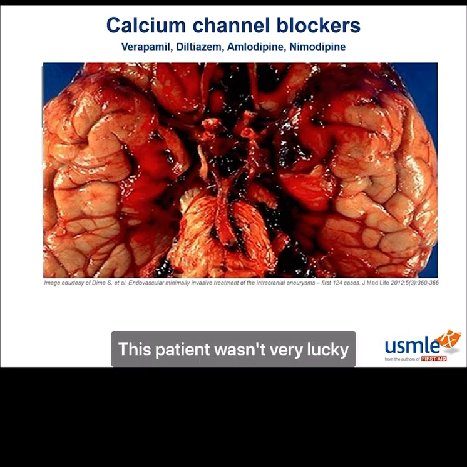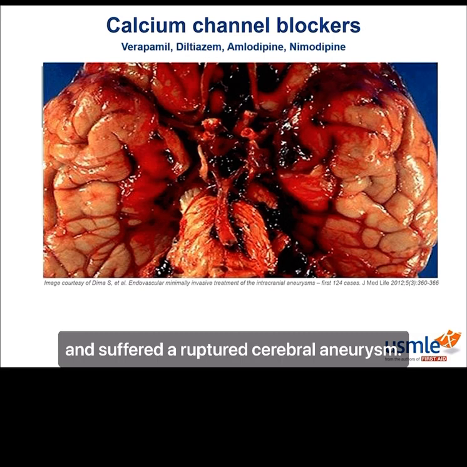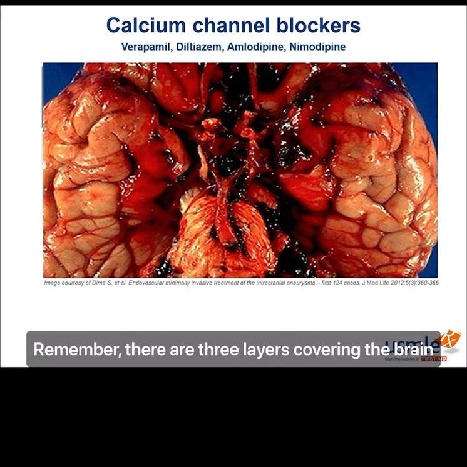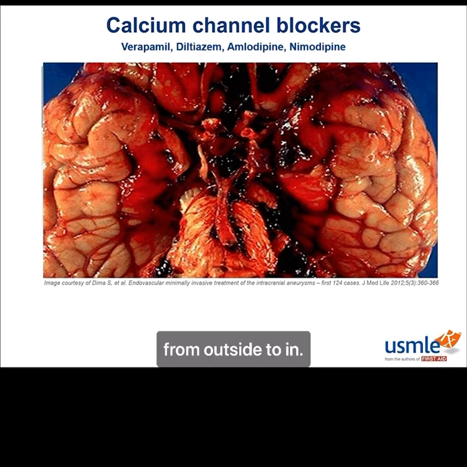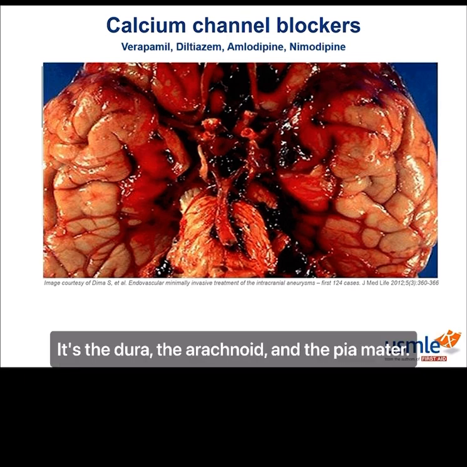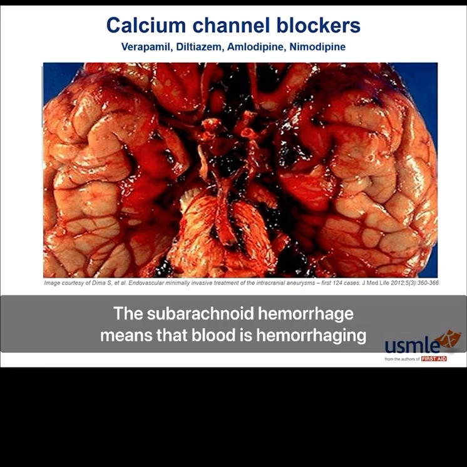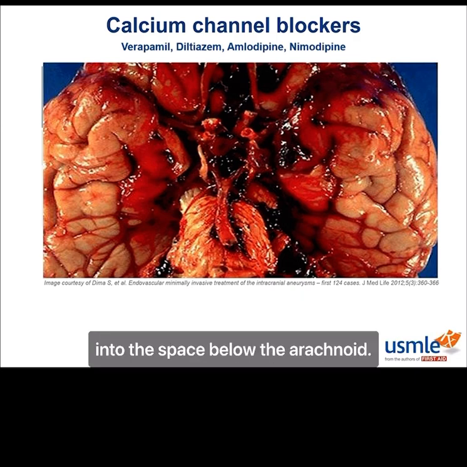This patient wasn't very lucky and suffered a ruptured cerebral aneurysm. Remember, there are 3 layers covering the brain from outside to in. It's the dura, the arachnoid, and the pia mater. The subarachnoid hemorrhage means that blood is hemorrhaging into the space below the arachnoid. Blood will irritate the cerebral vessels and can increase the risk of vasospasm.